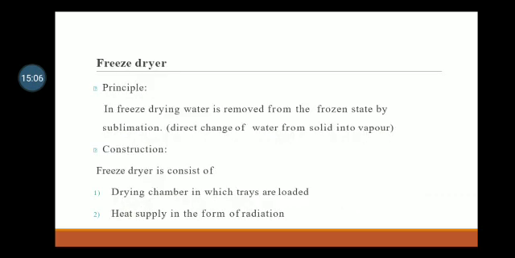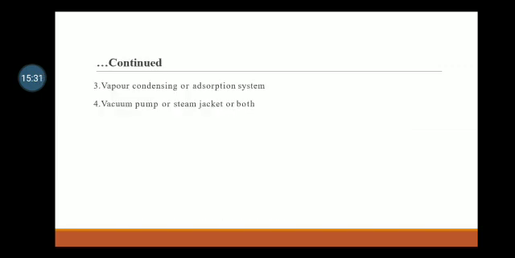Then very important, that is freeze dryer principle. In freeze drying, water is removed from the frozen state by sublimation. Direct change of water from solid into vapor. Construction. Freeze dryer consists of first, drying chamber in which trays are loaded. Second, heat supply in the form of radiation. Third, vapor condensing or adsorption system. Fourth, vacuum pump or steam jacket or both.